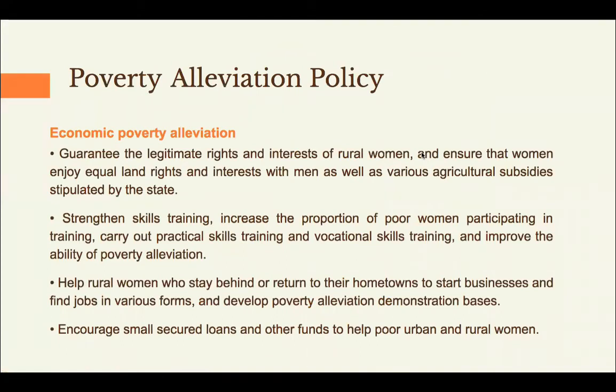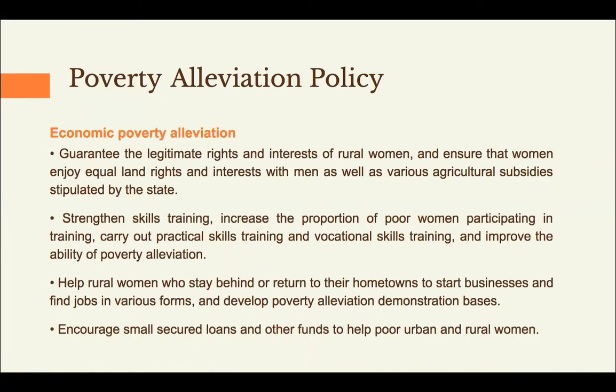Firstly, let's talk about economic poverty elimination. It is a core poverty elimination policy. The government should guarantee the legitimate rights and interests of rural women and ensure that women enjoy equal land rights and interests with men, as well as various agricultural subsidies stipulated by the state.